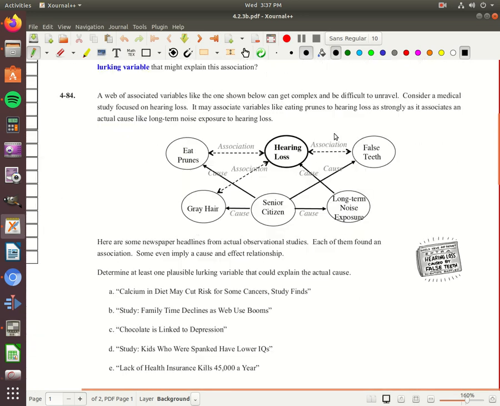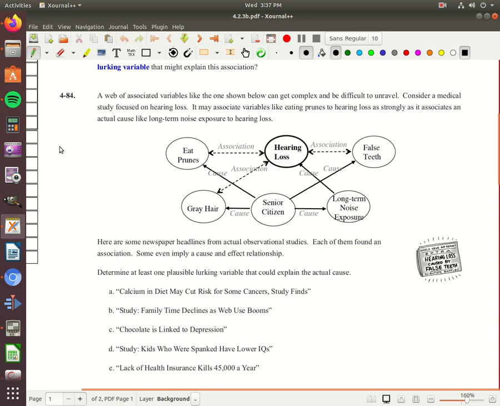But I think you get my point. So 484, this one hits close to home. Got the gray hair. Not quite a senior citizen yet. Definitely have the hearing loss. I don't eat prunes often. Long-term noise exposure, that definitely happened. False teeth, they're all mine as of right now. Anyways, too many of these describe me than they should.